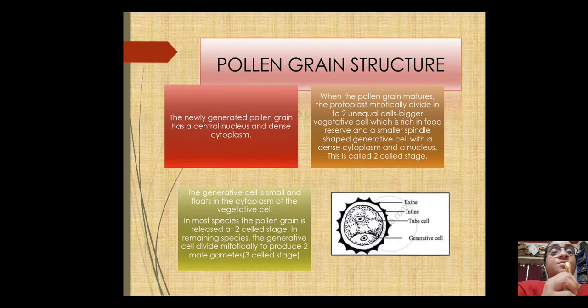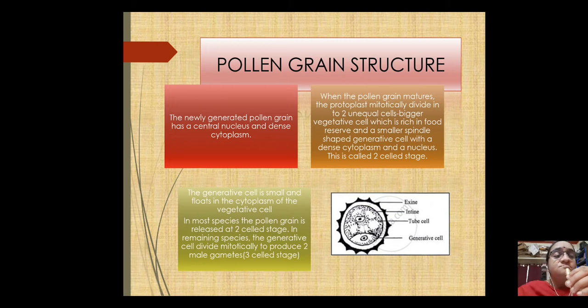See, the newly generated pollen grain has a central nucleus and dense cytoplasm. But when the pollen grain matures, the protoplast mitotically divides into two unequal cells. The bigger cell is called the vegetative cell, which is rich in food reserve, and the smaller cell is called the generative cell, which has a dense cytoplasm and a nucleus. So this is the two-celled stage.